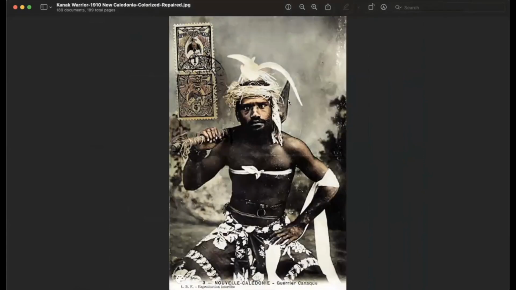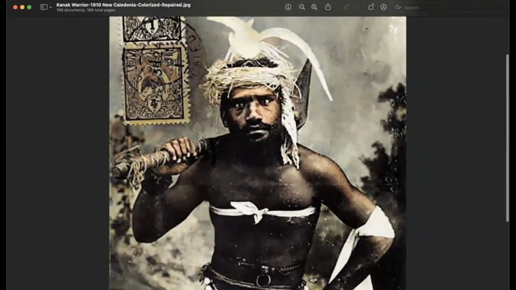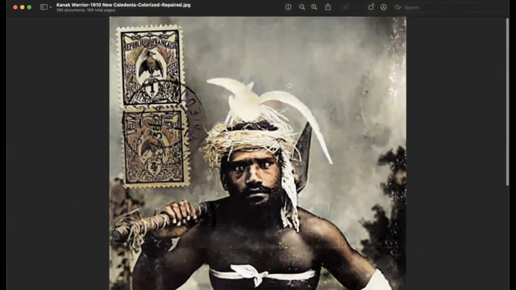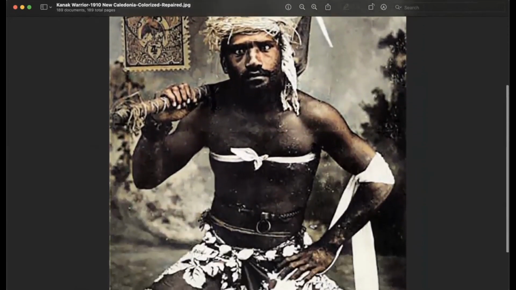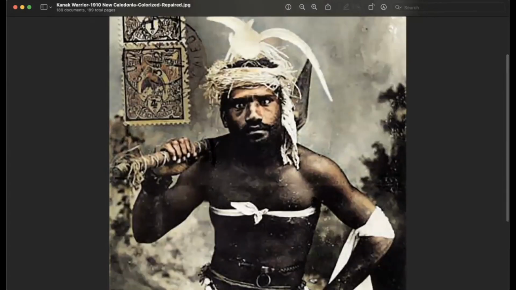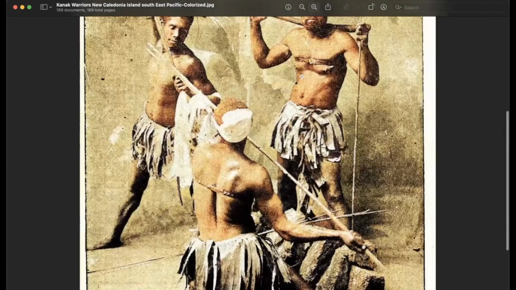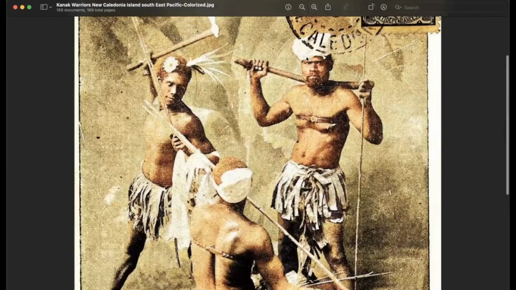Javanese. Here we have a Kanak warrior from 1910. This is in New Caledonia. Remember, we saw the island earlier? An indigenous New Caledonian. All right. Asian. This is not an African or of African ancestry. Guerreros Kanakes, or Kanak warriors from New Caledonia Island in the South Pacific. All right, you guys can see. Let me zoom in some more.